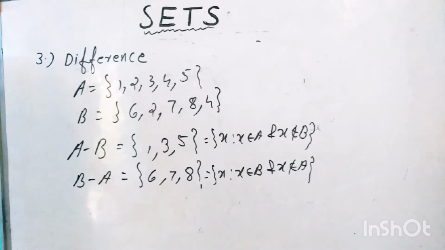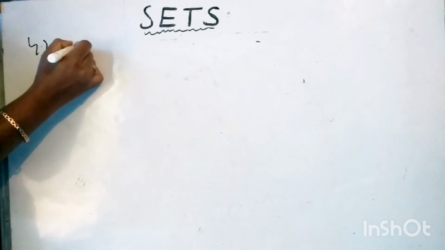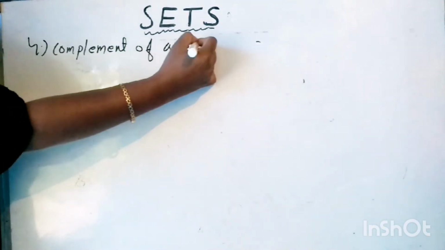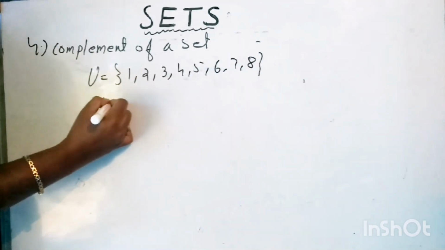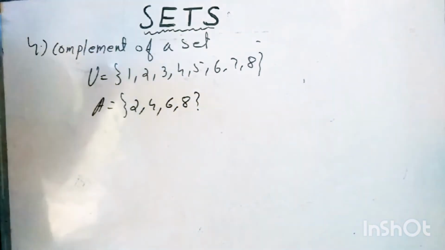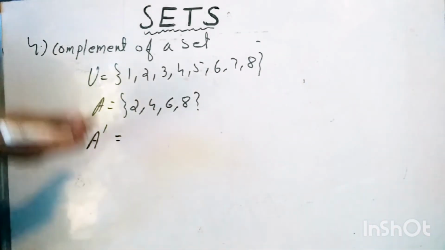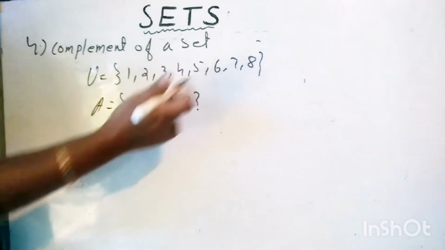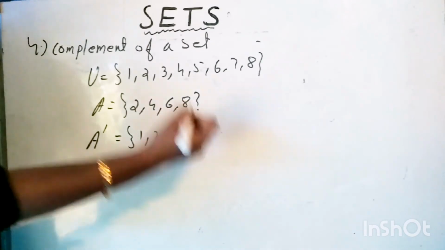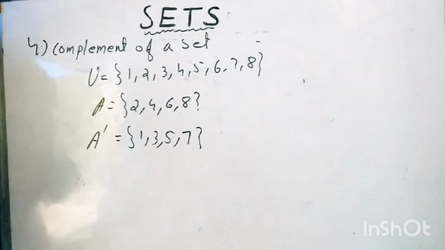Now the fourth one is complement of a set. Suppose the universal set is equal to 1, 2, 3, 4, 5, 6, 7, 8 and A is equal to 2, 4, 6, 8. Then A complement is denoted by A dash. A dash means A complement, and we need to list out the elements in U but not in A, that is, exclude the elements of A from U. Then we will get 1, 3, 5, 7. That is our A complement.